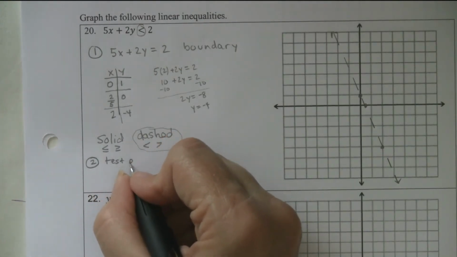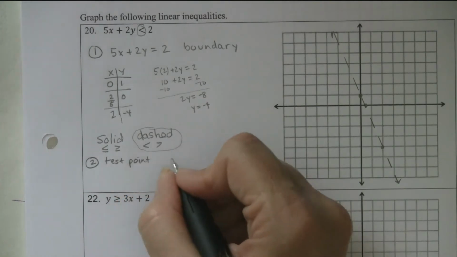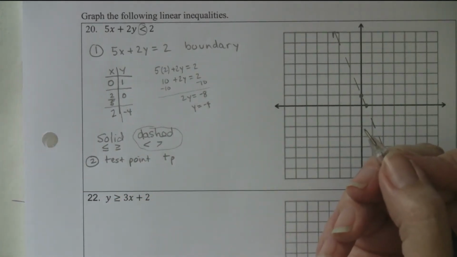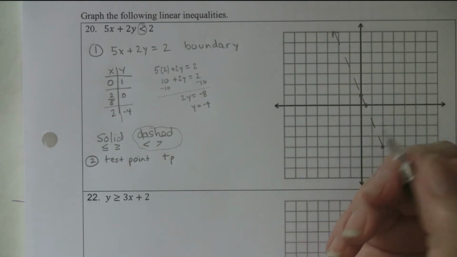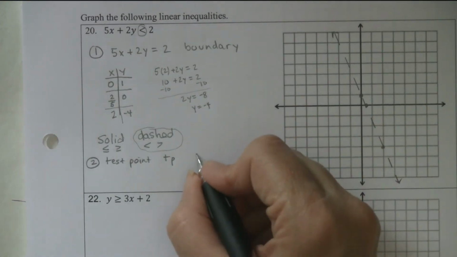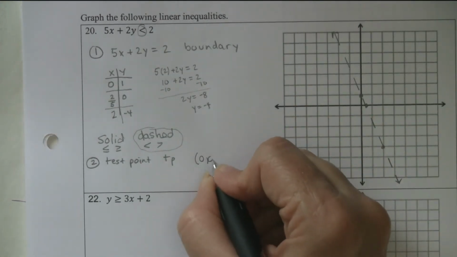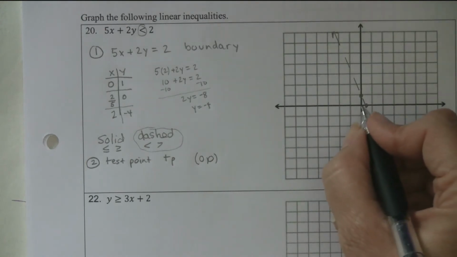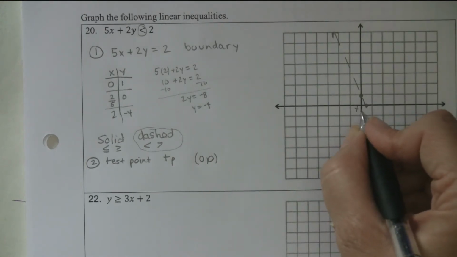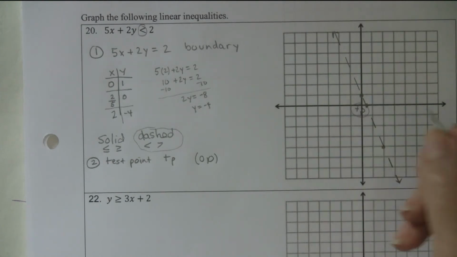And I usually label my test point TP. And my test point, I usually choose 0, 0 unless it's on the line. So you can't choose something on the line. But my favorite point to pick for a test point is 0, 0. And I can see that 0, 0 is not on the line. So there's my test point right here, TP. It's on this side of the line.